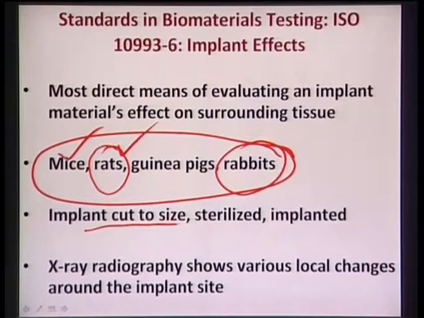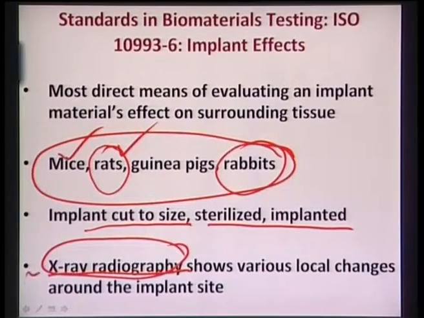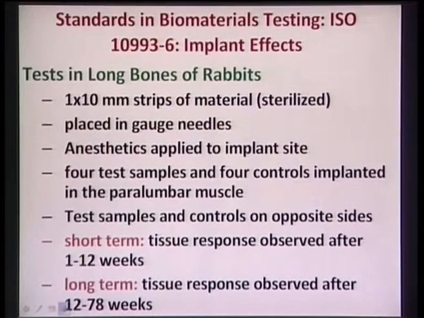Now, the implant is first cut into size, sterilized and implanted, and then X-ray radiography needs to be carried out. This X-ray radiography means you have to take an X-ray image, just like you take an X-ray image when your leg or your hand gets fractured. Similar X-ray image you have to take at the implant site and store it, then you see after 1 week this is the X-ray image, after 3 weeks this is the X-ray image, and like that you can compare these X-ray images. This is like the standard protocol defined in ISO 10993-6, that is the implant effect.